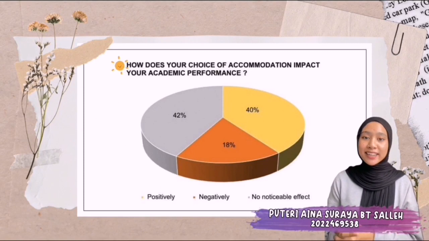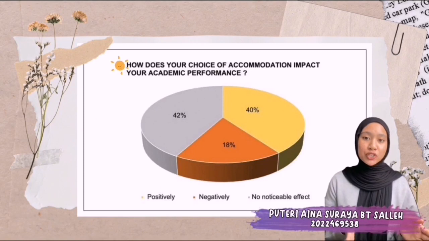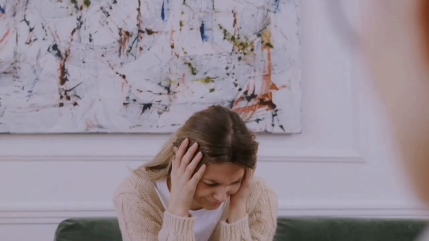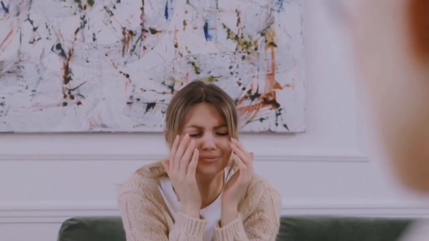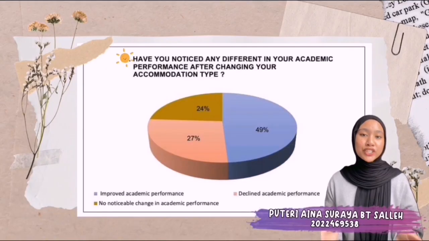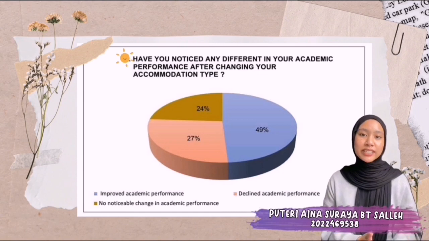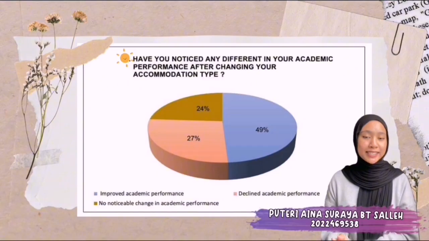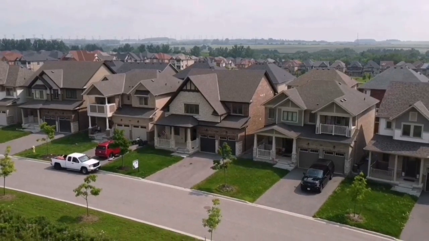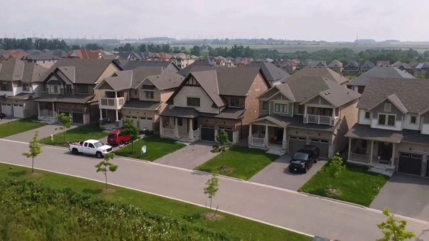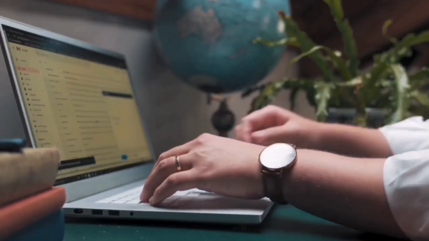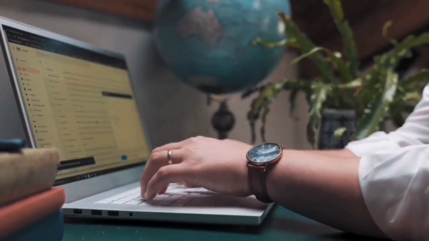Lastly, for the negative impact, there are 18 votes from respondents. Maybe living in a noisy environment or one without peace can cause tension and make it difficult for them to concentrate when studying or doing their work. For question 10, have they noticed any difference in their academic performance after changing their accommodation type? 49 votes for improved academic performance. It is possible that switching to a fresh location can help to avoid distractions, especially if it is calmer or provides a better study space.